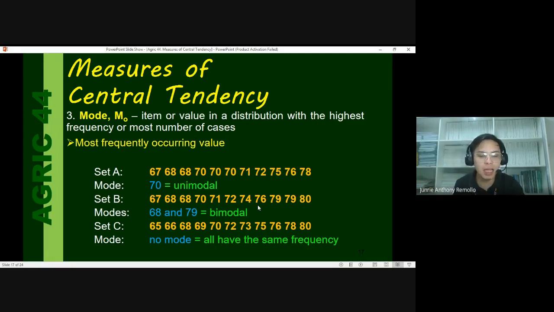And then the last one, set C: 65, 68, 66, 68, 69, 70, 72, 73, 75, 76, 78, 80. Since there is no frequently occurring value, we could consider it as no mode because all have the same frequency. Okay, got it? Easy.